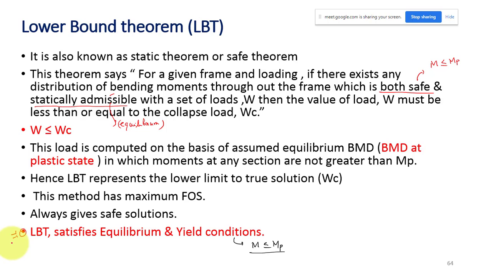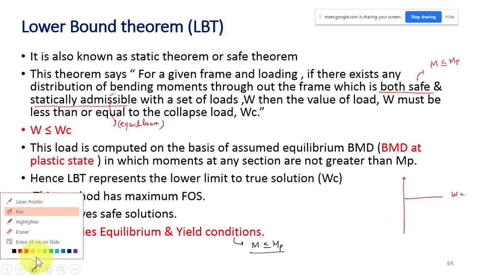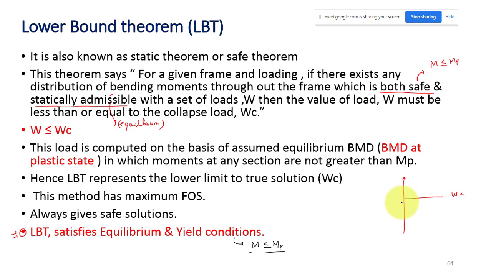So this LBT, this lower bound theorem, represents the lower limit to the true solution that we already discussed, because it has only equilibrium and yield condition; the mechanism is not yet formed. That is why the structure can take some more load. Some capacity is left in your structural members. The lower bound solution may be approximate, or it may be less than or equal to your collapse load.